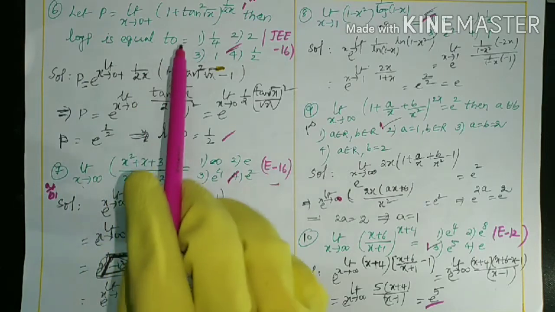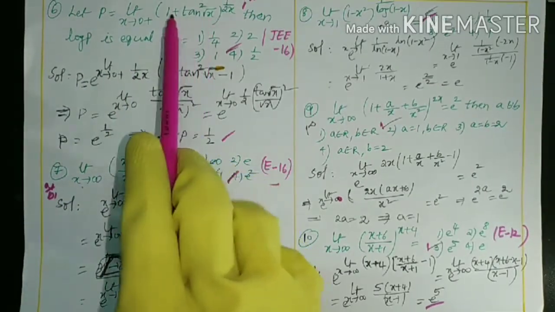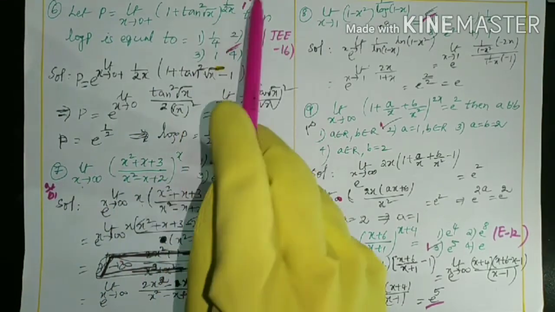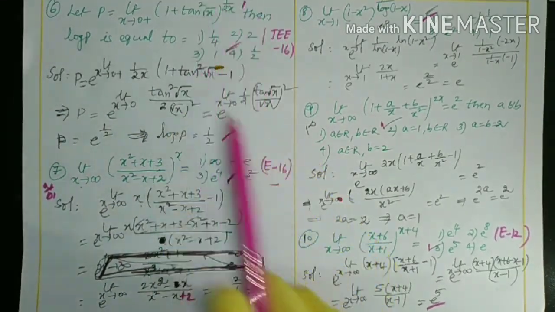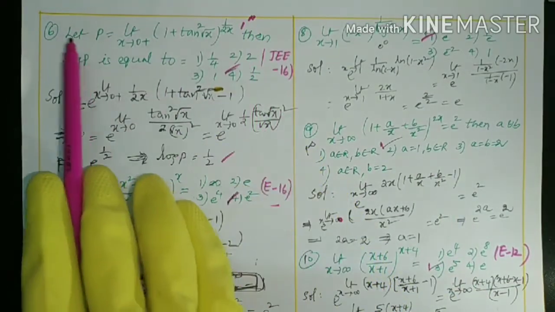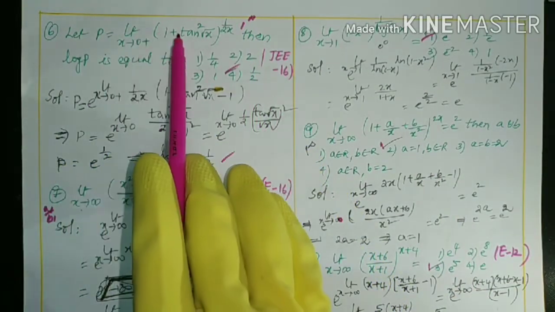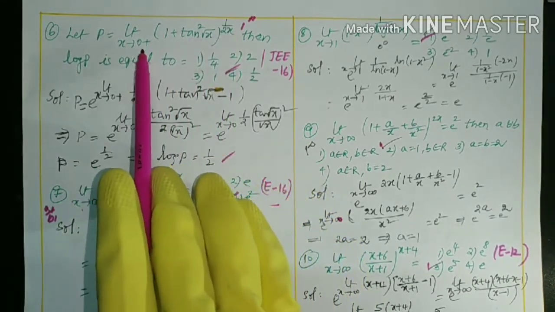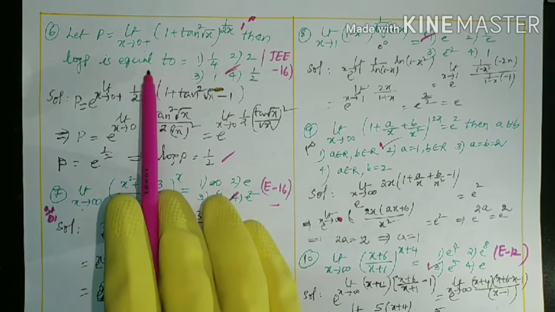First, what is the simplification? For this, we can observe that tan 0 is 0, so it is 1 power 1 by 0, which is infinity, so it becomes 1 power infinity. What is p here? Limit of 1 plus tan square root x, whole power 1 by 2x, as x tends to 0 plus is given. Now he is asking log p.